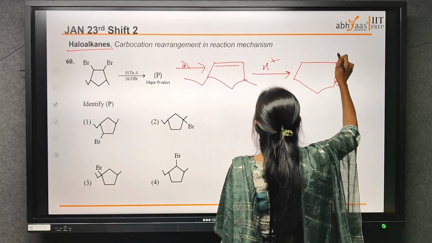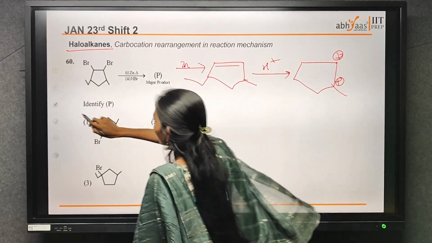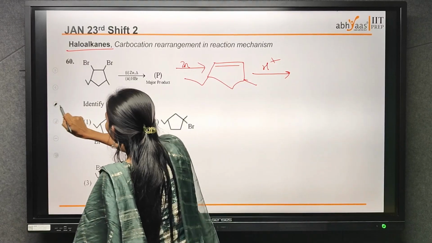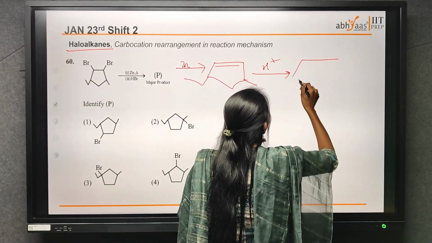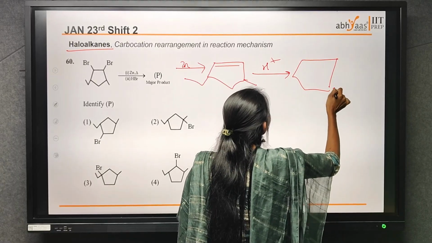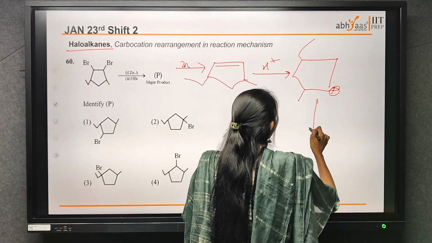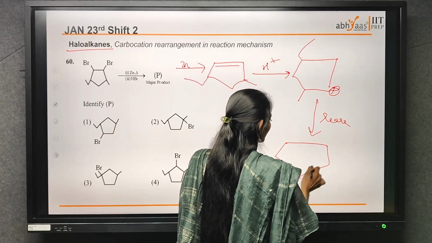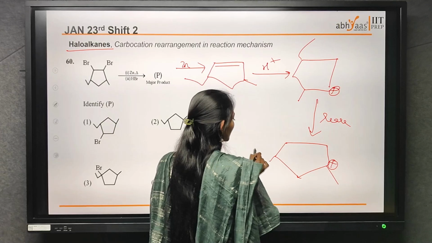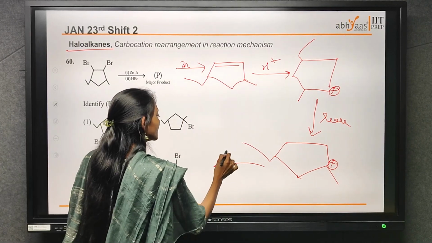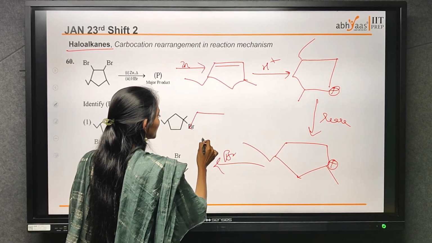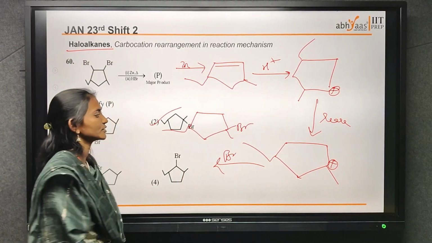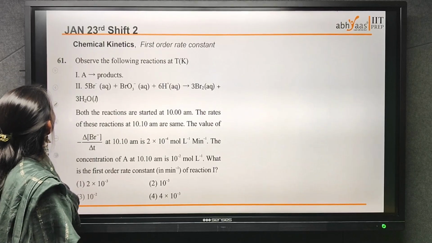Carbocation we are getting. I'll write here once again. So carbocation we are getting, right? So here your carbocation is formed. After rearrangement, we get our carbocation molecule here, right? After that, adding Br, we get our molecule, which has the Br. So hence option 2 is your answer. Okay. Moving on to the next question.